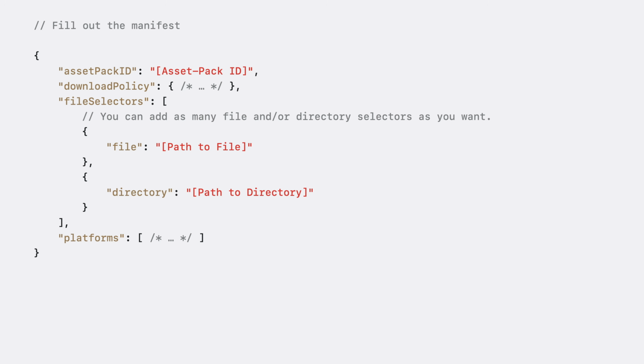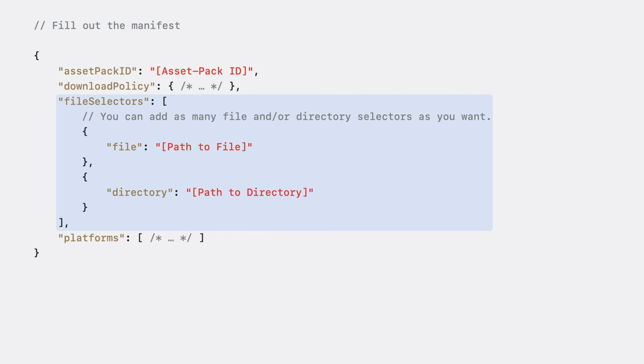The manifest is a JSON file that you fill out to tell Apple about your asset pack. You can choose a custom ID. This is what you'll use to identify the asset pack in your app's code, a download policy, and the set of platforms that the asset pack supports.